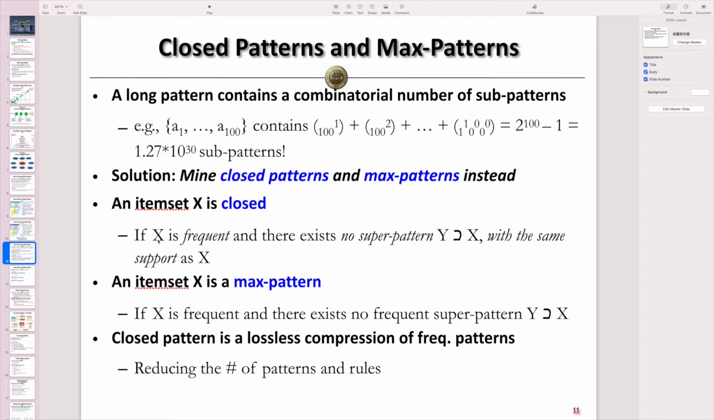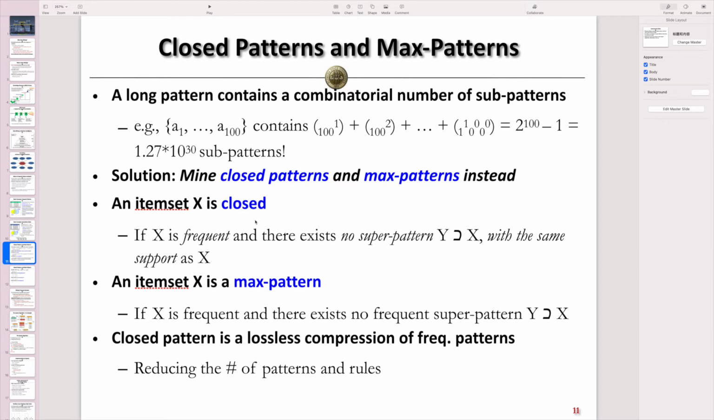So if we have two item sets, the first one X and the second one Y, and X is a subset of Y, we can say that Y is a super pattern of X. According to our prior knowledge, the support of Y will be no greater than the support of X. It can decrease or stay the same as X, but it cannot be larger than X. Therefore, X is closed if and only if, first, X is frequent, and also none of its supersets has the same support as X. If so, we can say X is a closed pattern.